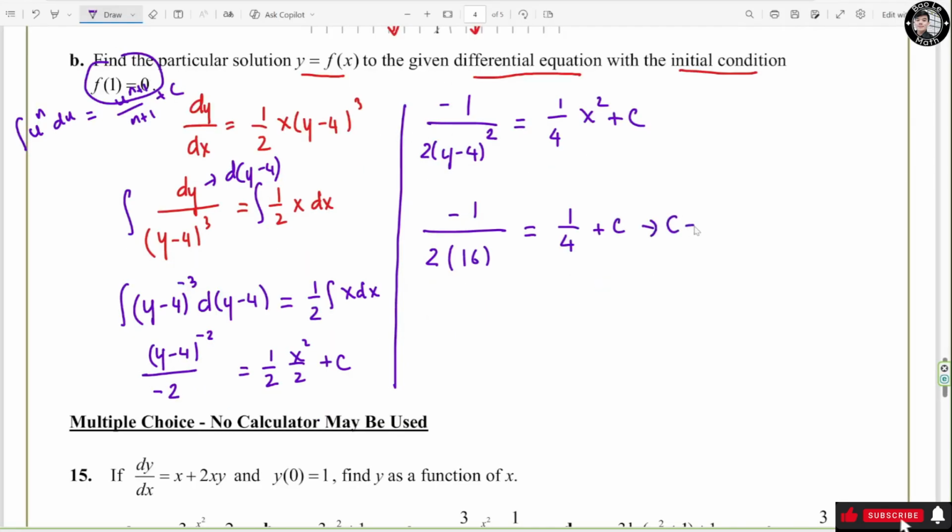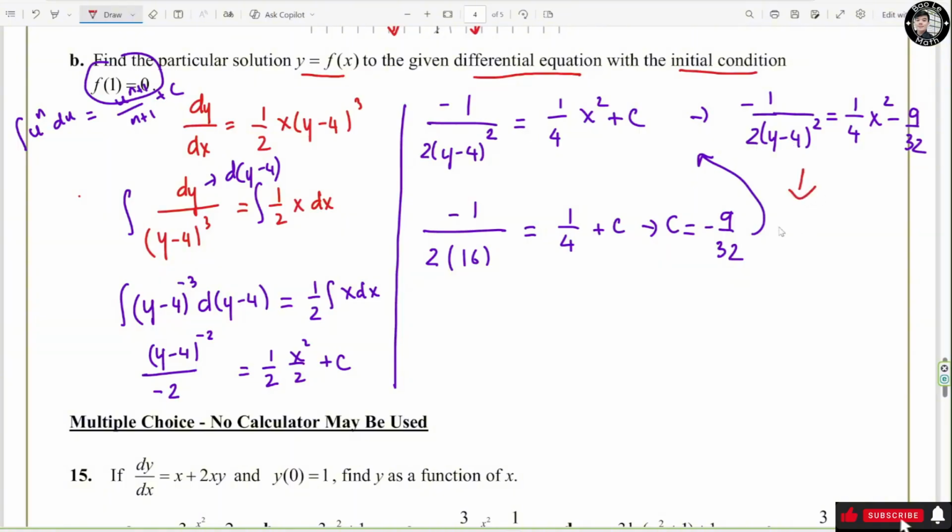So c equals negative 9 over 32. And then the equation is going to be negative 1/2 times (y minus 4) squared equals 1 over 4 x squared minus 9 over 32, right? Now we need to solve for y, so we're going to multiply both sides by negative 2, right?